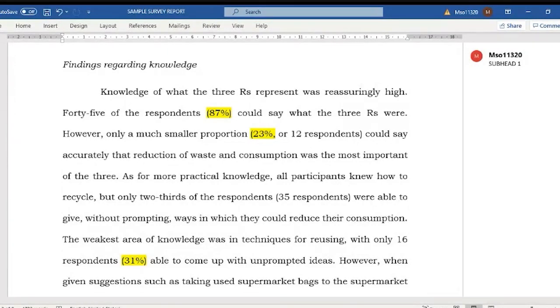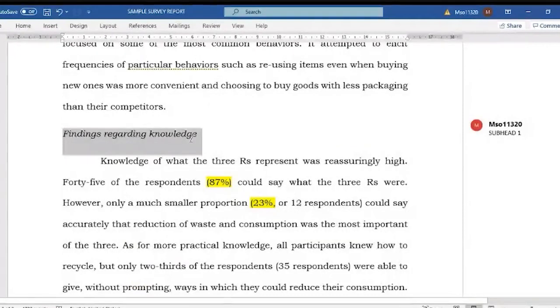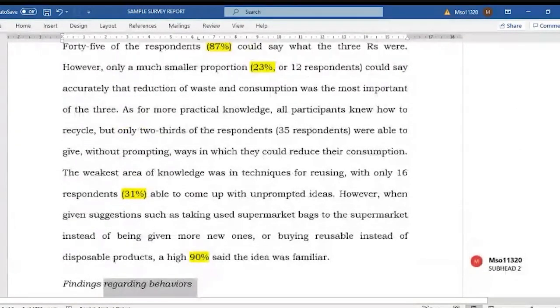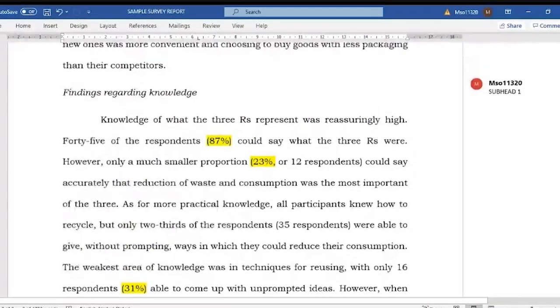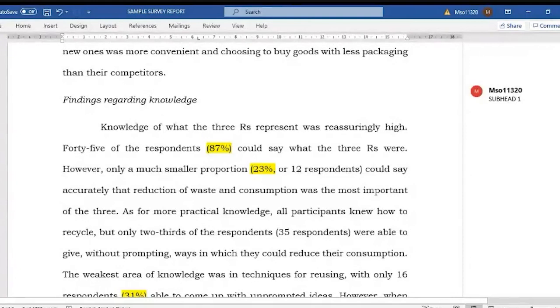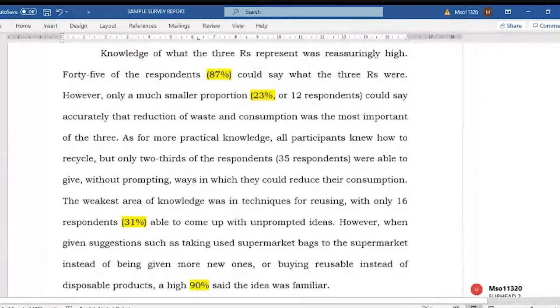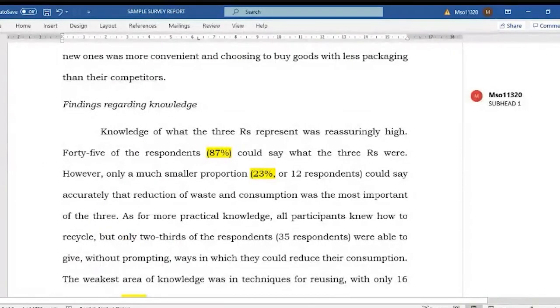In the main body of your survey report, you can have subheads or subheadings. Like here, findings regarding knowledge and findings regarding behavior. Because the researcher of this survey report has had two sections in his questionnaire. The first section is about knowledge, and the second section is about behavior. So he opted to have two parts in his body. So this is subhead 1.